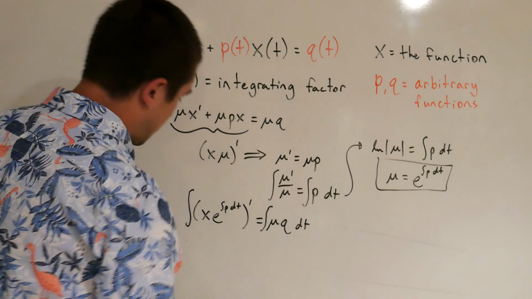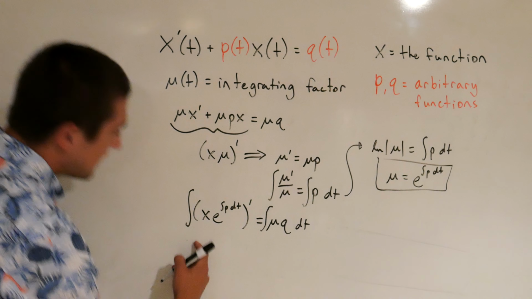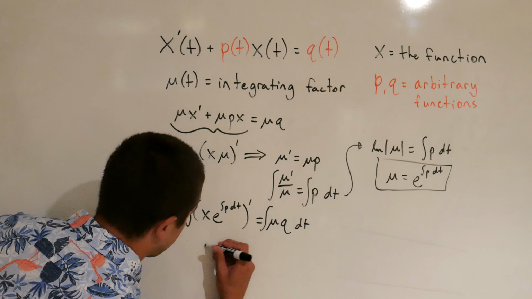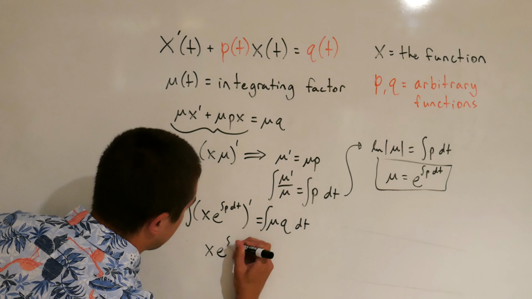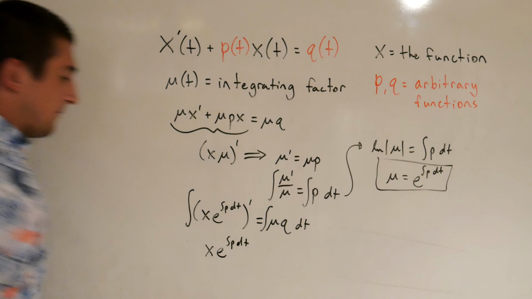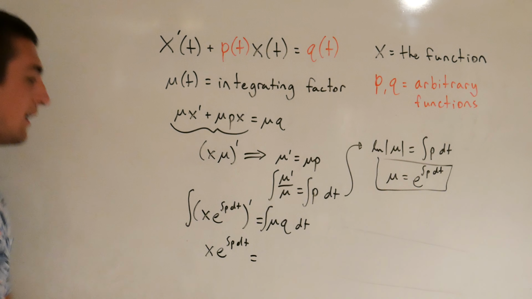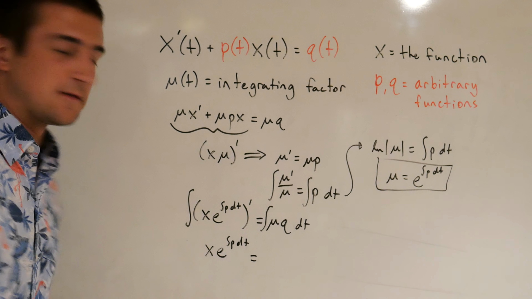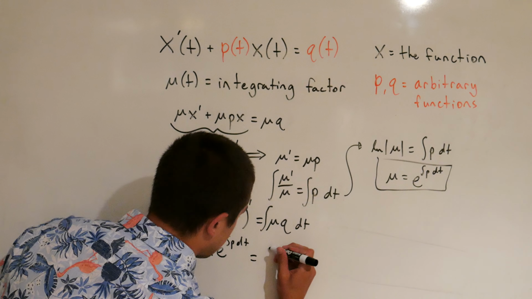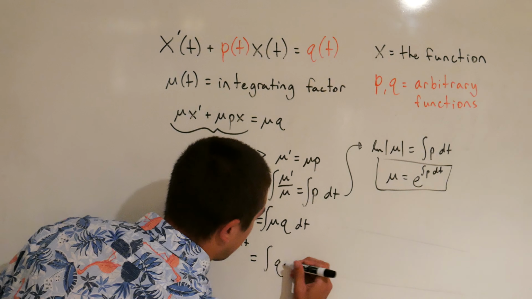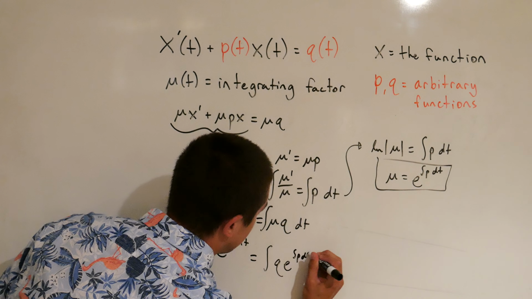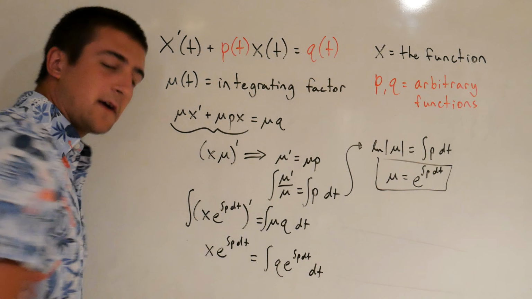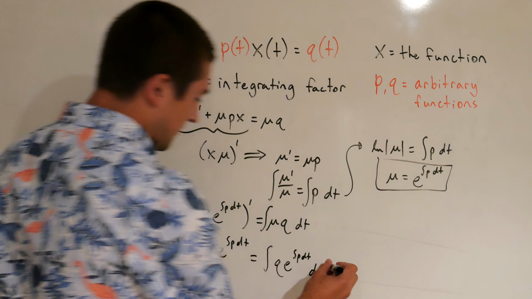The integral of a derivative is the function that's inside. That's the fundamental theorem of calculus. So we have x times e to the integral of p dt. On this side, we don't know what q is, so we're just going to leave that written as an integral as well. So this will be the integral of q times e to the integral of p dt. Okay. Now we're very close to solving for x of t. We just need one more finishing touch here.